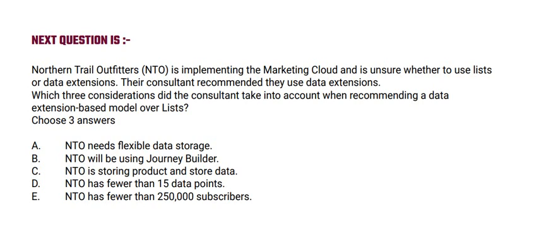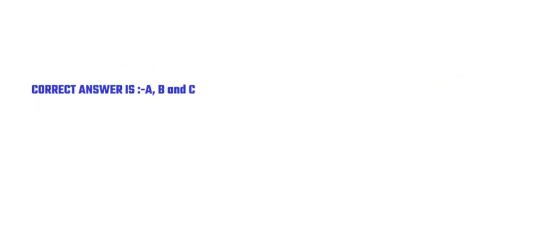Option C, NTO is storing product and store data. Option D, NTO has fewer than 15 data points. And option E, NTO has fewer than 250,000 subscribers. The correct option is option A, B and C.